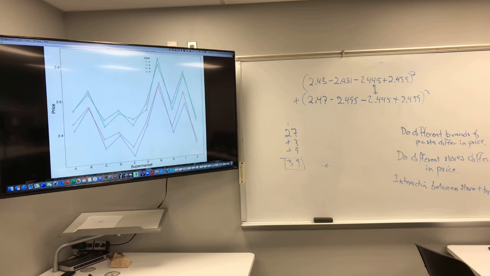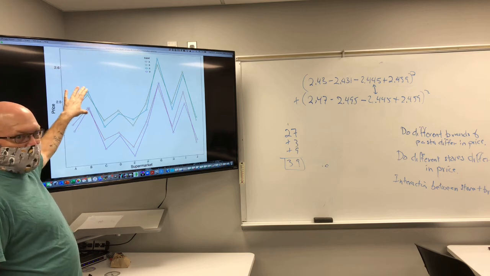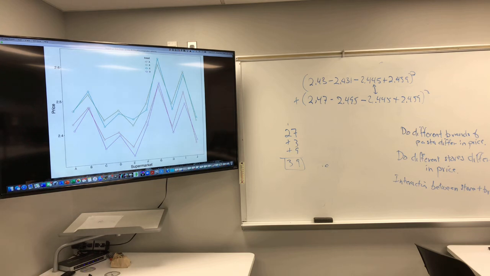But what you can't do is measure the interaction. You can't test to see if the rankings of the brands within each store are similar to one another or not as you move from store to store. Now, this is sometimes referred to as an interaction plot, because if these lines are moving in parallel with one another, you can assume that there isn't much of an interaction, even though you can't test that interaction formally, because at this point, each of these points is just the original data.